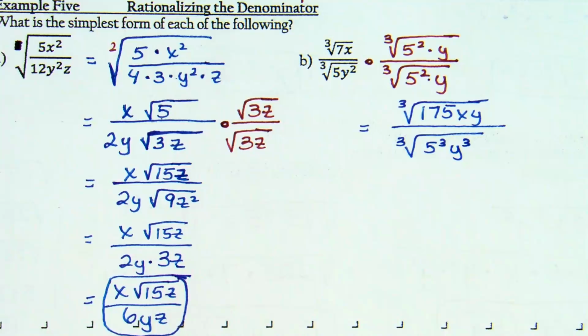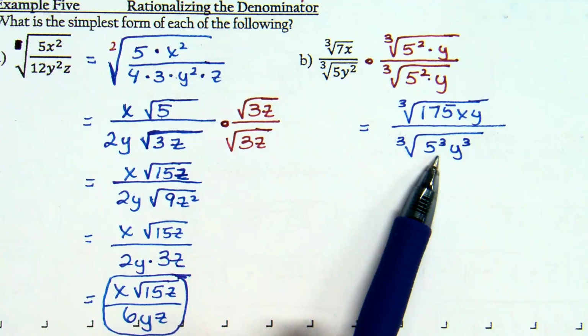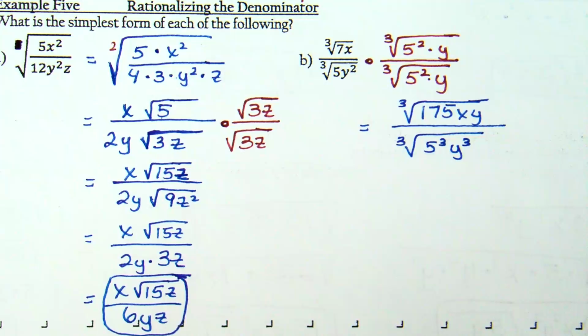Here's what's easy to know, guys. When you have the cube root of a cube, what happens when you take the cube root of a cube? You get the base. You cancel each other out. It's the same thing as what happens when you take the square root of a square. They essentially cancel each other out. So my denominator is going to be what? 5y.